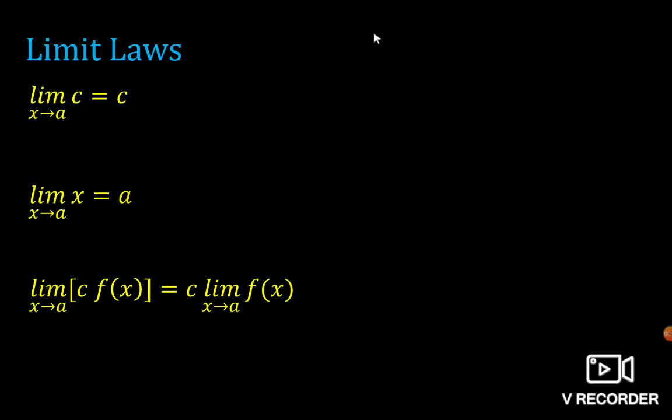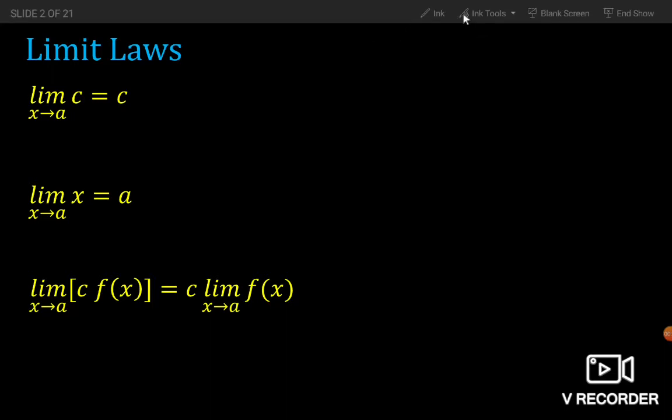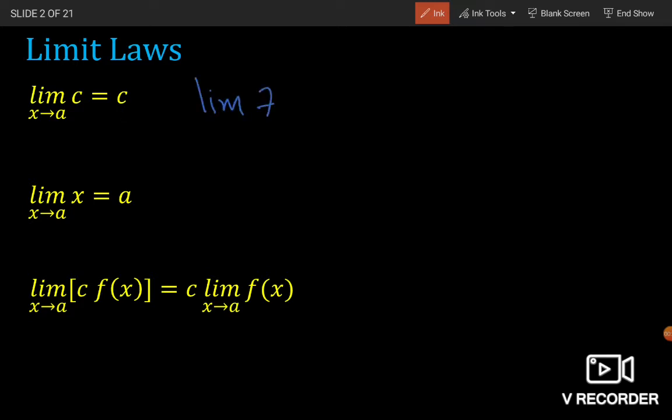So, let's start with our first limit law. We can see here the limit of a constant c as x approaches a is equal to c. So, for example, I have the limit of 7 as x approaches 1 is equal to 7. So that means a limit of a constant as x approaches a certain number is always equal to that constant.